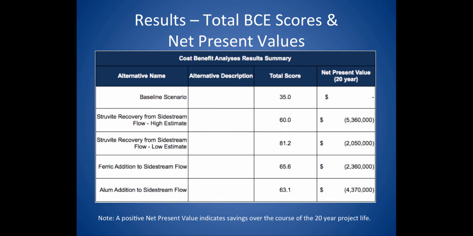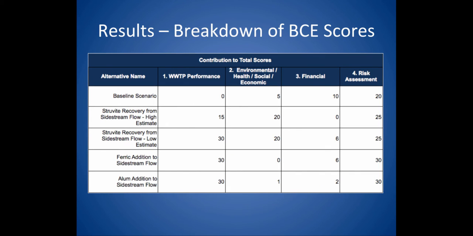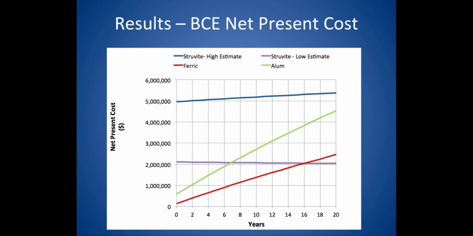For comparison, the baseline scenario represents the conditions where the plant O&M staff take the necessary operational and/or maintenance steps to minimize the effects of nuisance struvite formation. This table shows how each of the BCE criteria areas contribute to the total score for each of the alternatives. This graph compares the net present cost for each of the 4 alternatives that are being evaluated.